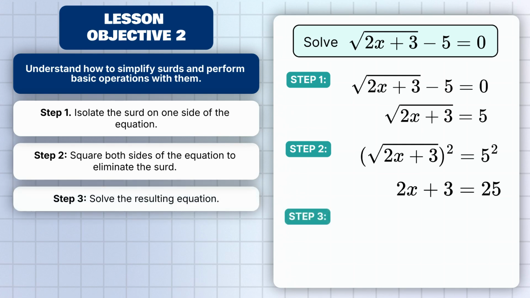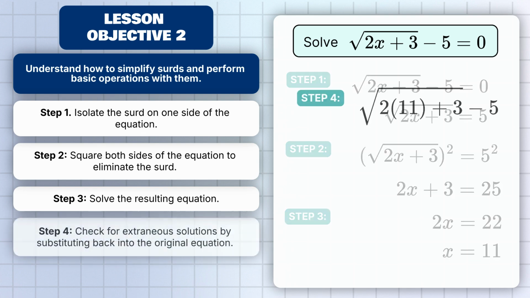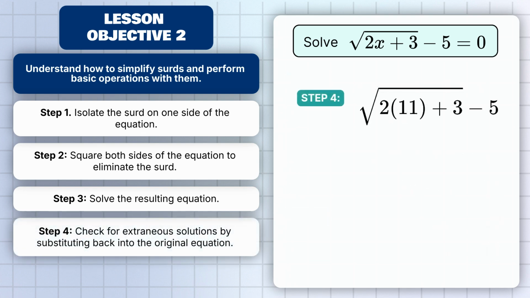Step 3 is to solve the resulting equation. We can subtract 3 from both sides of the equation to get 2x equals 22. Then we can divide both sides of the equation by 2 to get x equals 11. Our final step is to check for extraneous solutions by substituting back into the original equation. So we substitute x equals 11 back into the original equation and find that the solution x equals 11 is correct. Great. Now let's dive into some more examples to consolidate what we've learned.